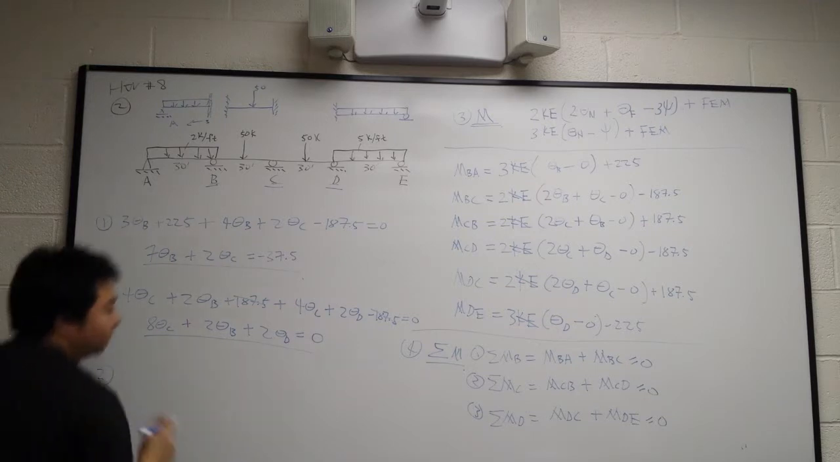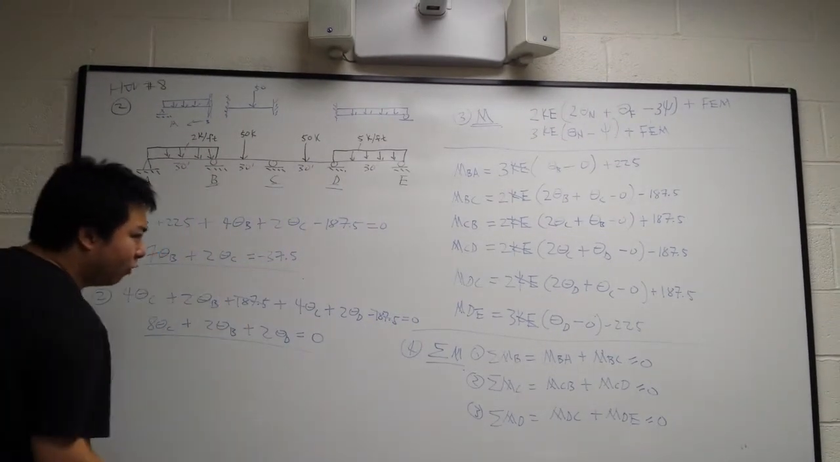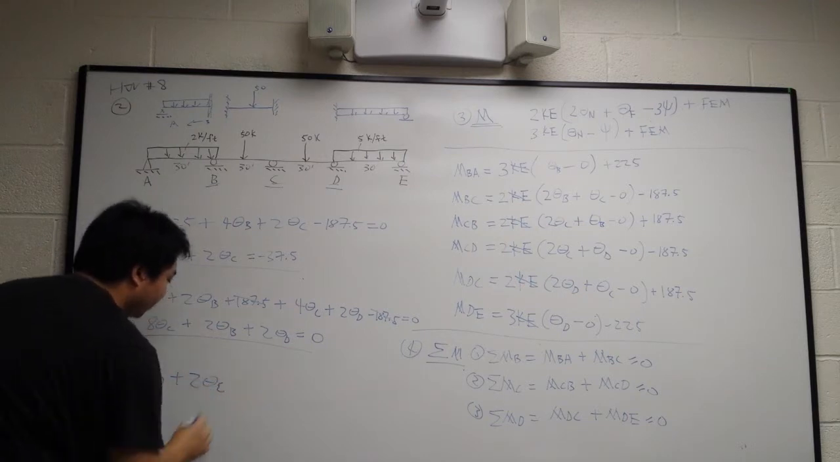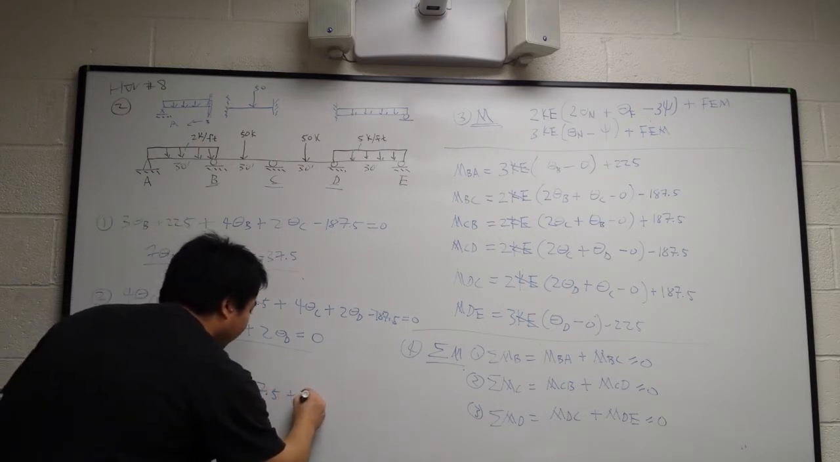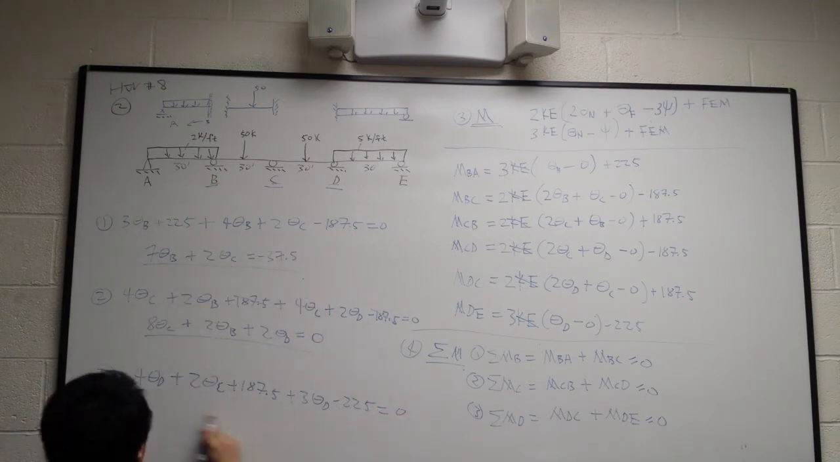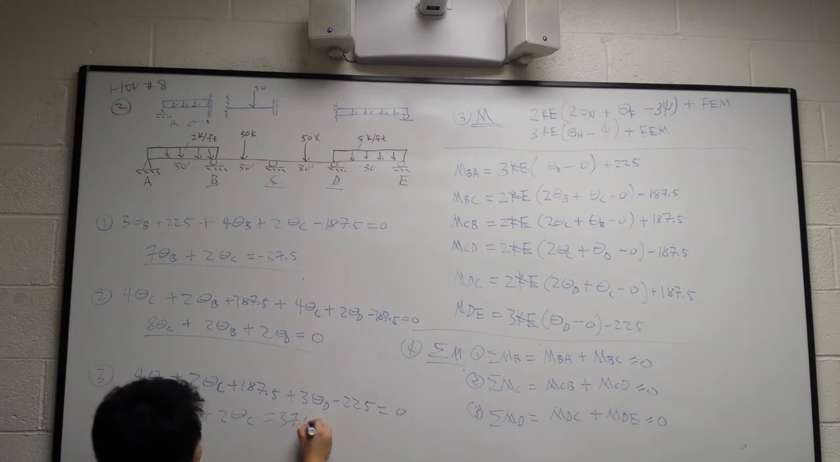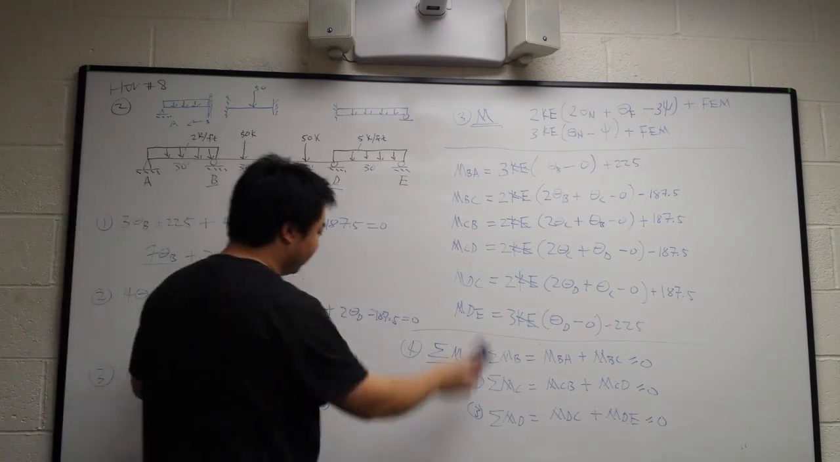Number 3 is DC and DE. DC and DE. So you're going to have 4 theta D plus 2 theta C plus 187.5 plus 3 theta D minus 225 equal to 0. So you're going to have 7 theta D plus 2 theta C. This plus this become negative. Negative go to the 0 side, become positive. So 37.5. This is equation number 3. Yes, so let's erase this side now.